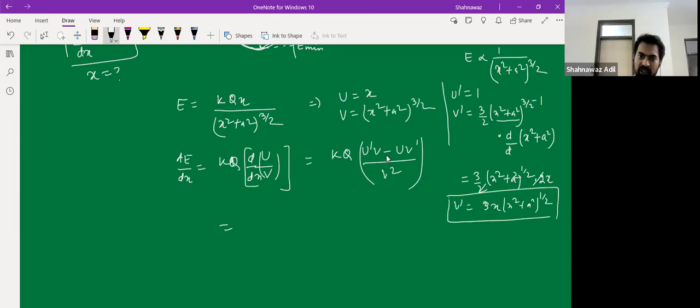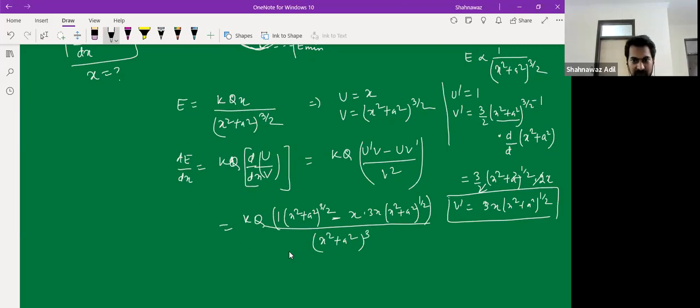Now just plug in these values. So kq, and u dash is 1, times v, which is x square plus a square to the power 3 by 2, and then minus u times v dash, so 3x times x square plus a square to the power half, divided by v square, which is x square plus a square whole cube. Right, guys?